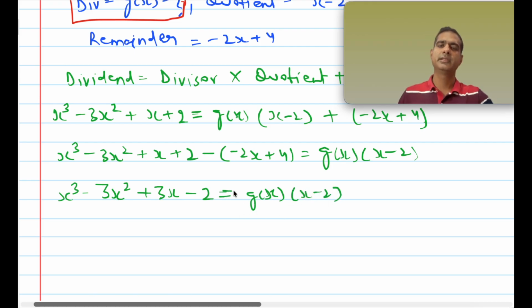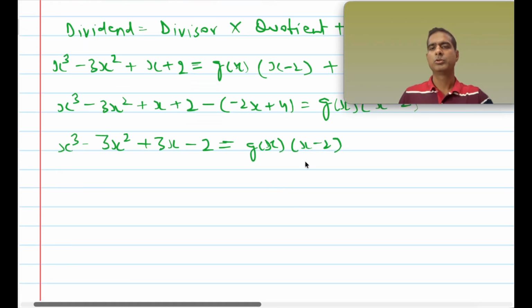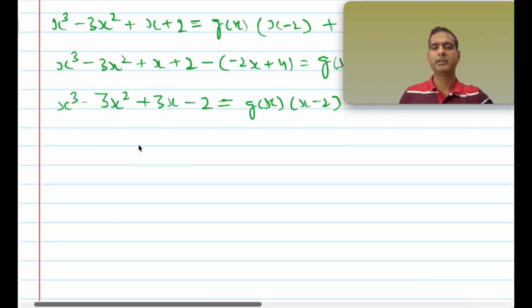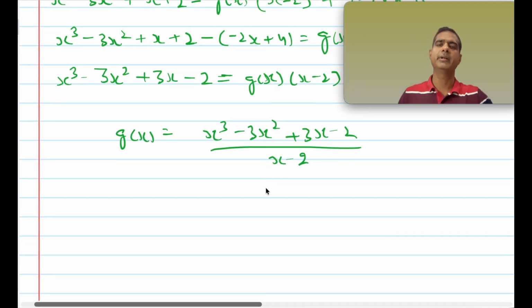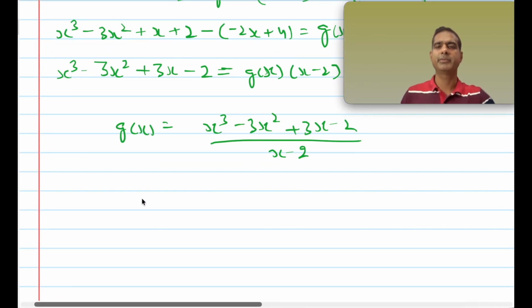Now there is a product between g of x and x minus 2. So when I shift x minus 2 to the left hand side, it will go into the divisor. So g of x is equal to x cube minus 3x square plus 3x minus 2 divided by x minus 2. So we have to divide this polynomial by x minus 2.